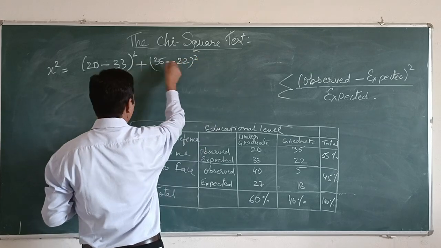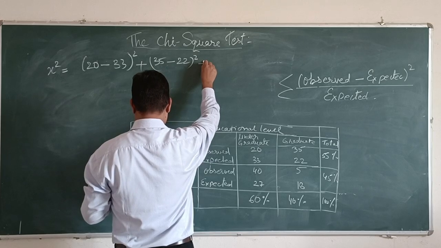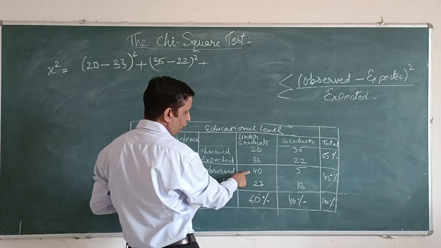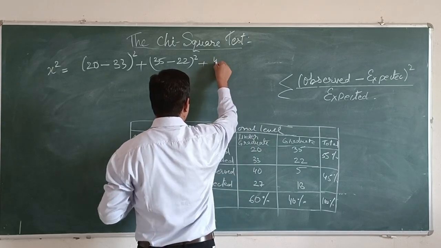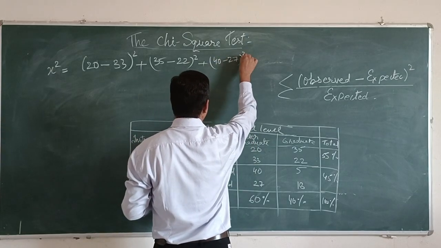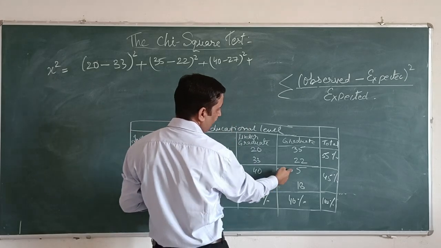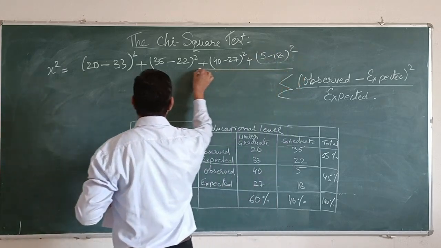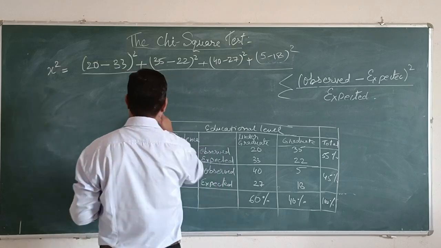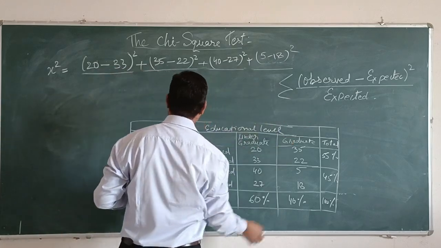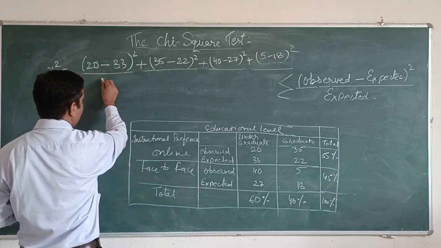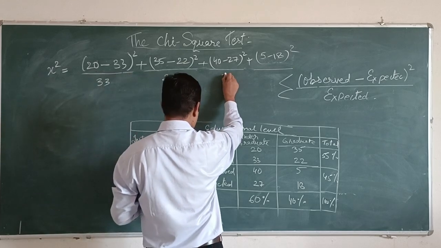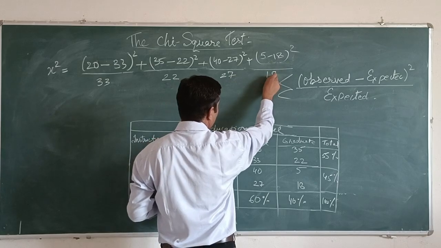Next one, we will go to the face to face values. For that, observed value is 40 and expected is 27. 40 minus 27 square, plus for online 5 and 18. 5 minus 18 square, upon their expected values. Here expected value is 33. Here is 32. Here is 27 and here is 18.